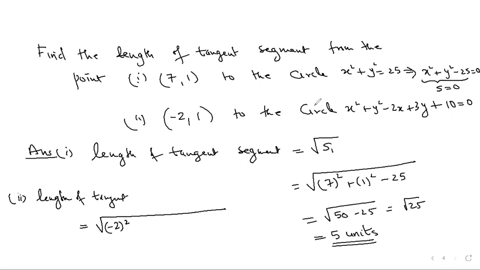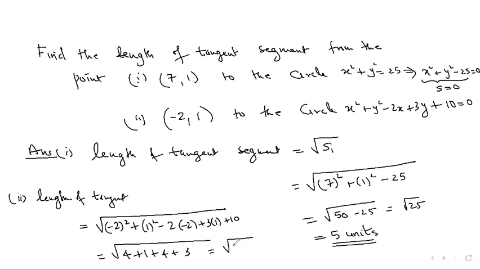Minus 2 the whole square, plus y is replaced by 1, 1 square, minus 2 into minus 2, 3 into 1, plus 10. 4 plus 1 plus 4 plus 3, plus 10. So it should be root 22, you have to give it as root 22 unit.